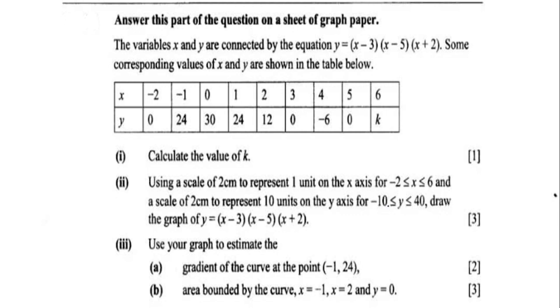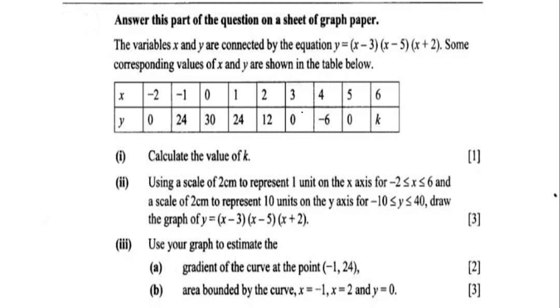So the question says some corresponding values of x and y are shown in the table below, meaning when x is -2, y will be 0. When x is -1, y will be 24. When x is 0, y will be 30. When x is 1, y will be 24. When x is 2, y will be 12.